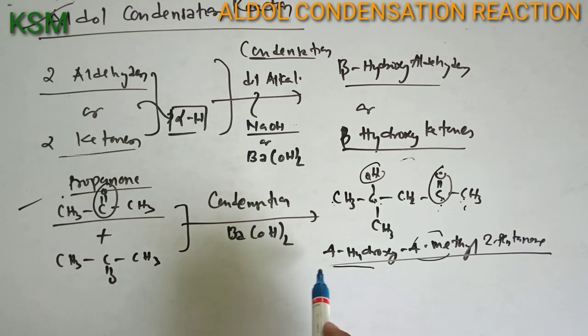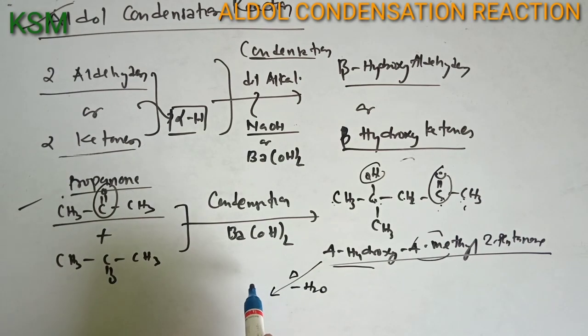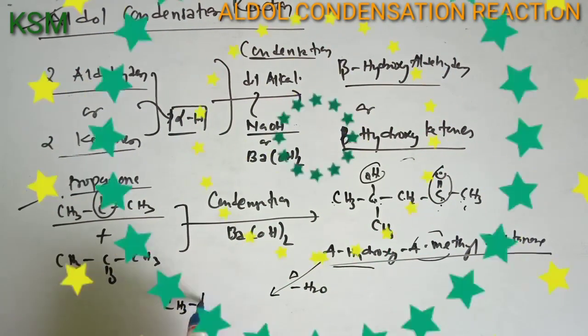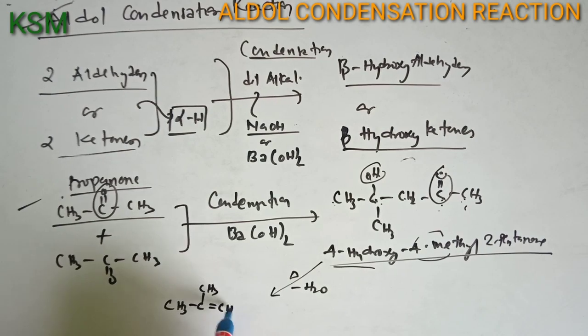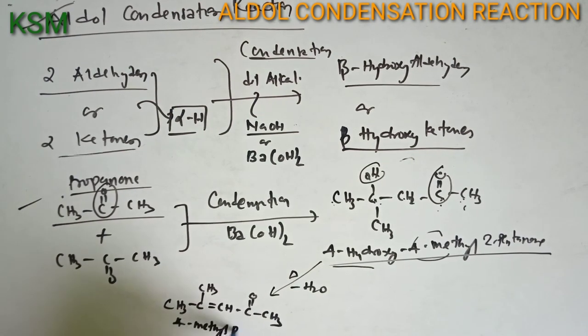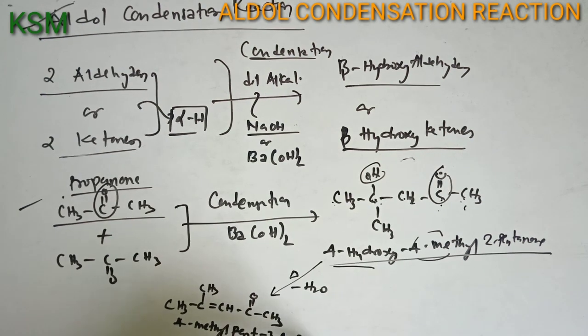Then if it is heated, there will be a loss of water molecule, and an ene group, or you can say a double bond, comes between two carbon atoms, and the new product forms out as CH3, C, CH3, double bond, CH, single bond, C double bond O, CH3. It is called 4-methyl pent-3-en-2-one, and it is commonly called mesityl oxide.